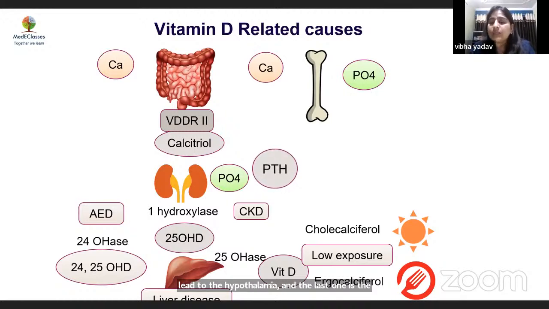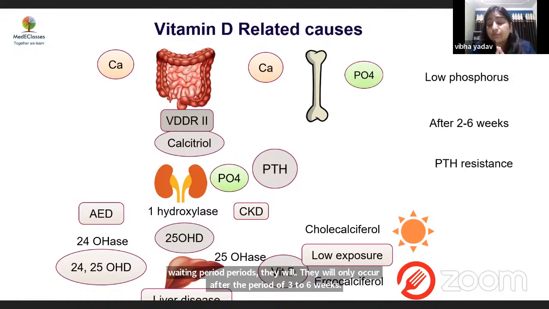So in all these cases, we'll get low phosphorus, and the presentation will be after 3 to 6 weeks. Vitamin D deficiency will not present in the very early neonatal period. It will only occur after a period of 3 to 6 weeks.